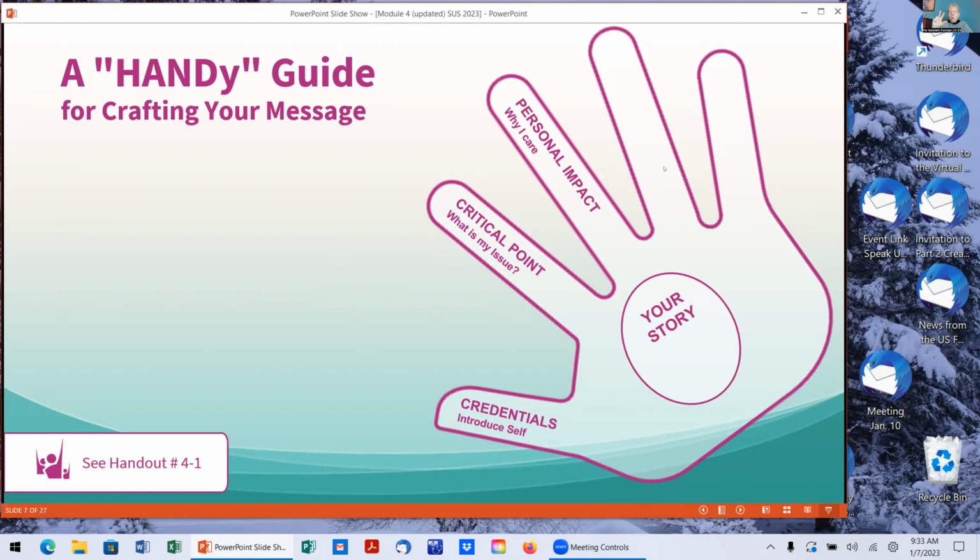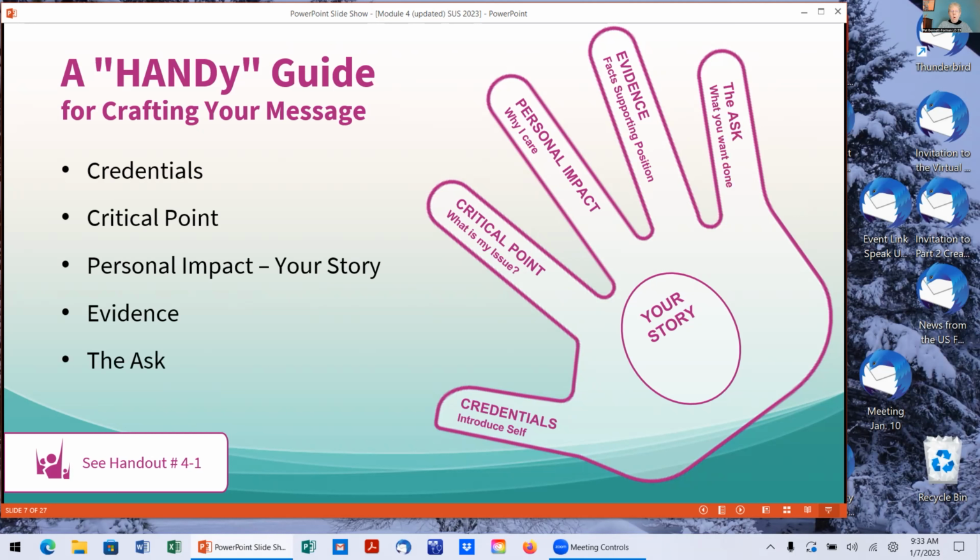What is your personal story as you're looking at this issue? Fourth, you want to provide facts and supporting information so that the legislator or the person you're talking to understands why it should be important to them. And last, the ask. What is it you want done? This handy guide is a terrific way to make sure that all of the essential elements of an effective testimony are included in the paper that you write.